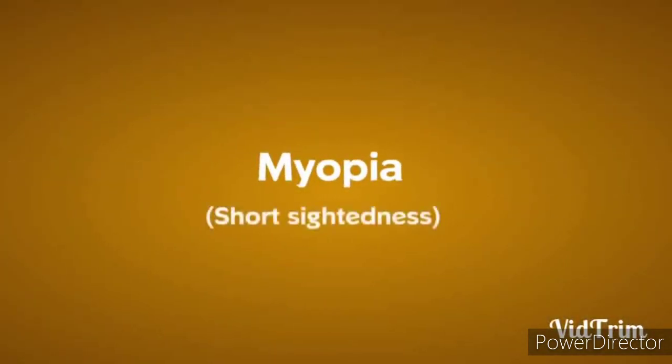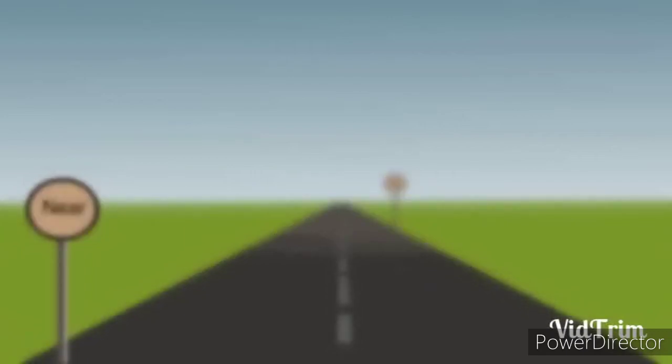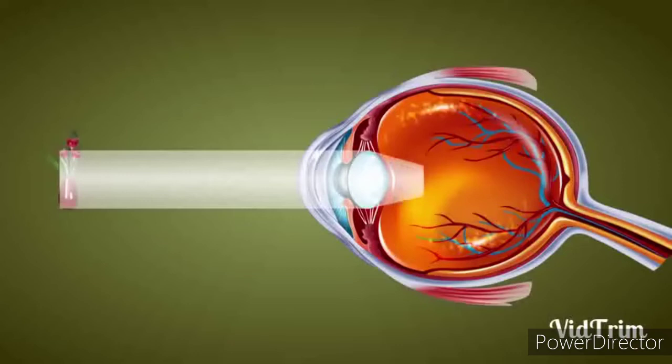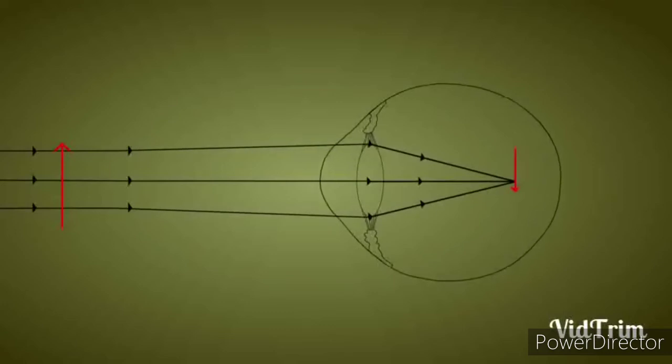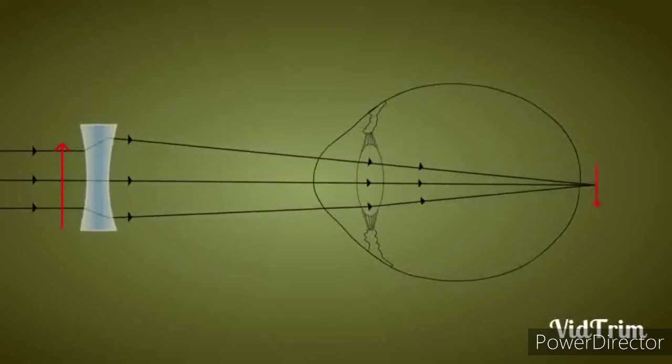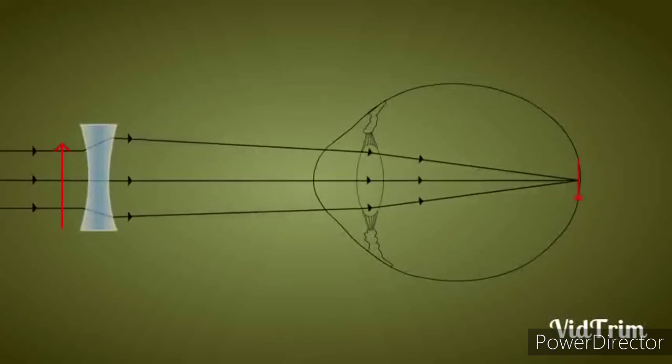The second is myopia, which is also known as short-sightedness. In this defect, the eye is not able to see the far off objects. The light rays coming from the far off objects converge in front of the retina. This is due to increase in size of eyeball, and this defect is corrected with the help of the lens which is known as concave lens. Concave lens focuses the rays on the retina.